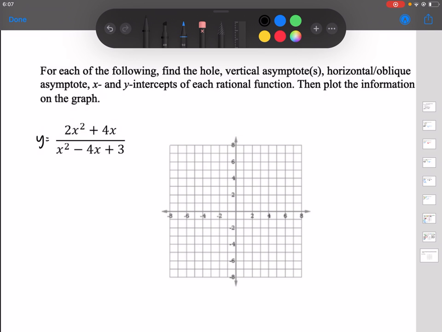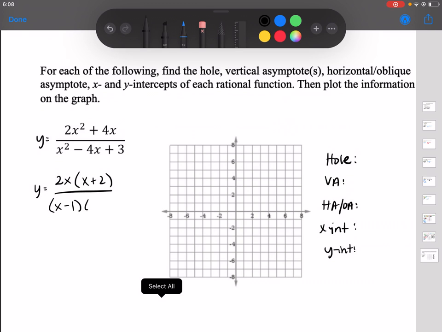Okay. Once again, it does not matter what order you do this all in. I'm going to put all this on the side though, like I did last time. So I'll put this at the very end. There we go. Okay, so if we're finding holes, we got a factor. So greatest common factor is 2x, and we've got x plus 2. The denominator, this is a fast factoring problem, so factors of 3 that add up to negative 4 are negative 1 and negative 3. So there are no holes.